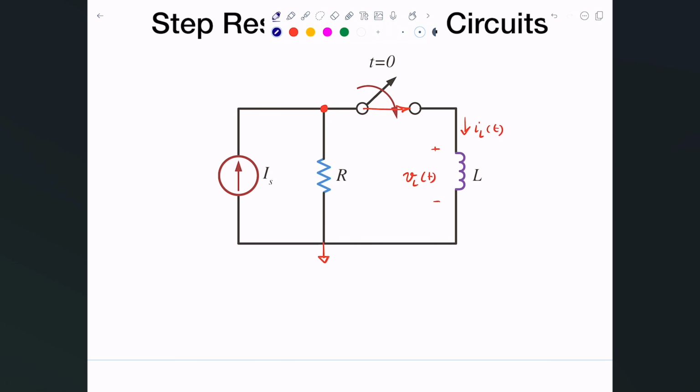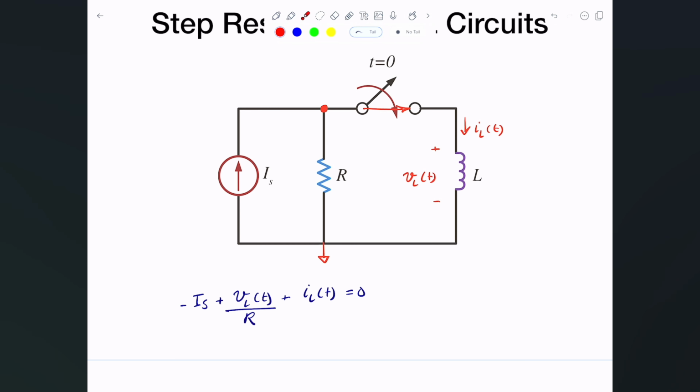This nodal equation will give me negative I of S plus some voltage V. Actually, it is V of L if you think about it. It is VL of t, the same V of L that is here. Plus V of L divided by R, because we're writing nodal analysis, which is typically KCL, plus IL of t equals 0.